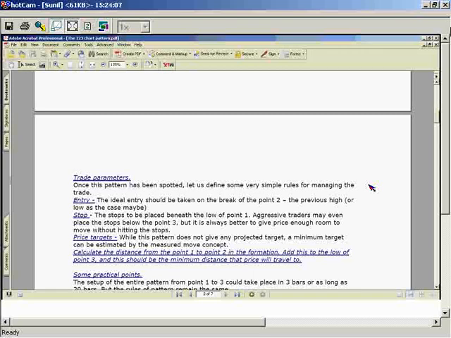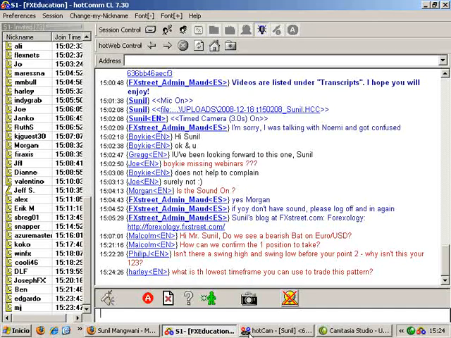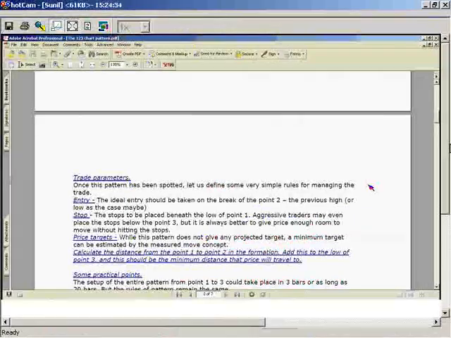Now price targets. This pattern does not give you any projected target, but a minimum target can be estimated by a measured move concept. Simple. Now, price action, again coming down to it, is never random. Price will always give you clues. It's up to you to decipher them. Now there is a concept of a measured move. Incidentally, this is what the advanced APFs are based on.